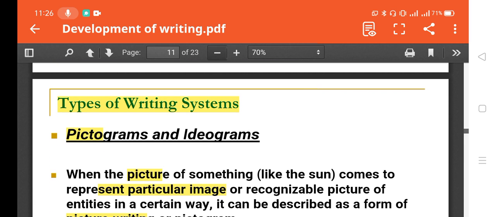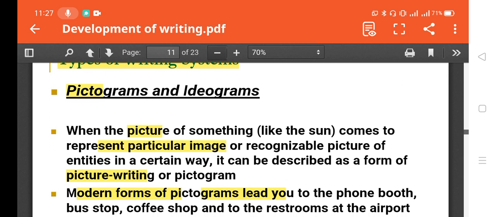So these are stages, and now we are going to discuss types of writing systems. The first one is pictograms. As the name indicates, picto means picture. The most common picture the old people used is the sun, and it came to represent a particular image or recognizable picture of entities in a certain way. It can be described as a form of picture writing. Pictogram is also known as picture writing.